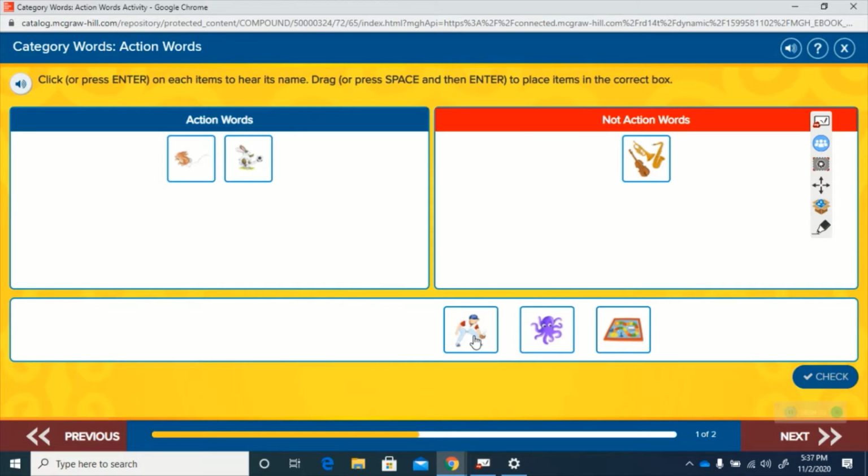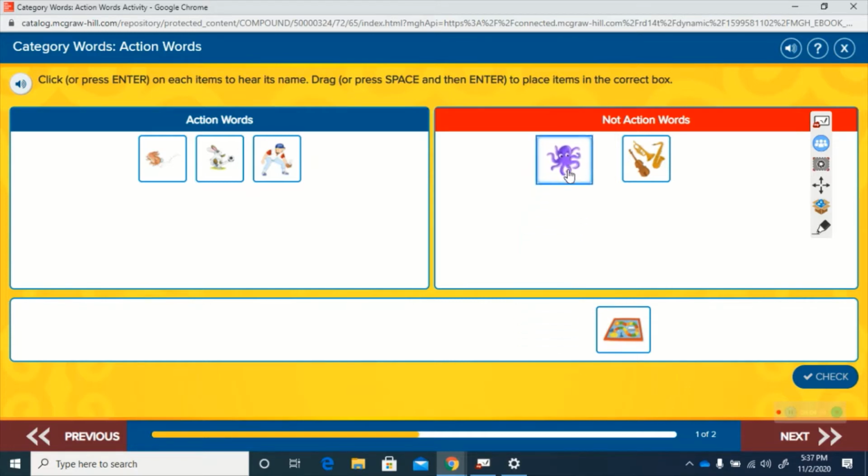Catch. Is that something we can do? If I tell you, hey, catch this, that makes sense. It's an action. It goes over in the action words. Octopus. Is that an action? No, it's an animal. It goes in the not an action.